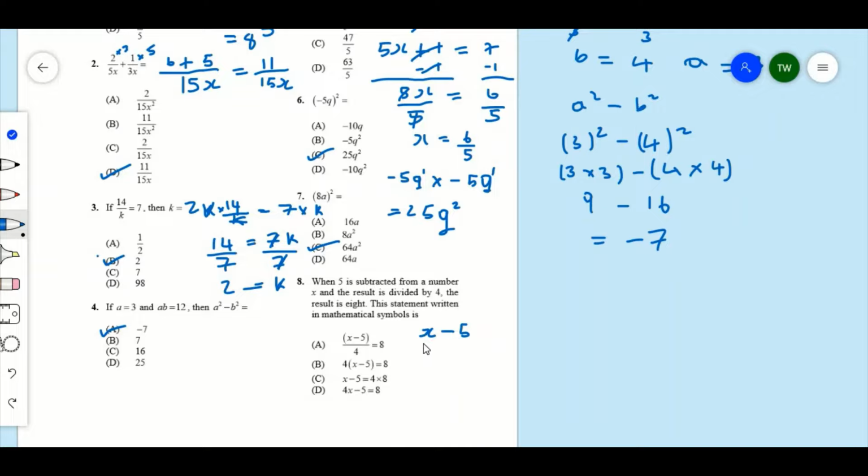So the result, that means we need to put x minus 5 in a bracket. So it's going to be x minus 5 in a bracket, and then we must divide that by 4. So x minus 5 all divided by 4, right? The result is 8. Is here means equal? So it's going to be x minus 5 over 4 equal to 8. And that option here is going to be A.